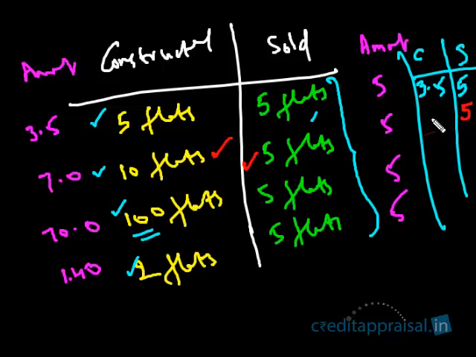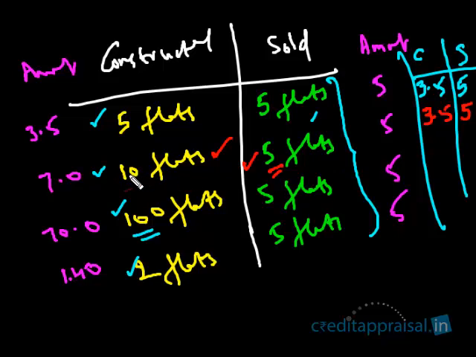But for the cost, I have to take only the cost of construction for these 5 flats. Since I have completed only 5 flats, please take the cost for only these 5 flats, that is 3.5. So the profit in the second case is also the same as the first case. In both cases, we have a profit of 1.5 crores, right?